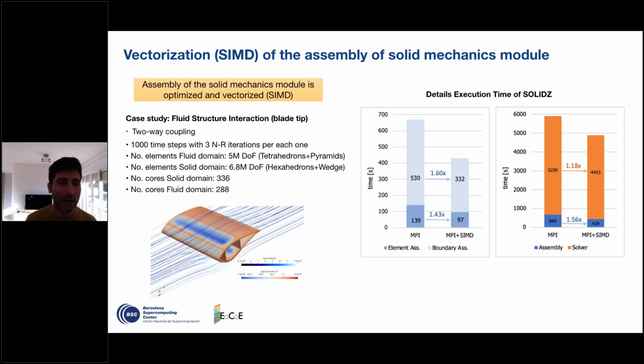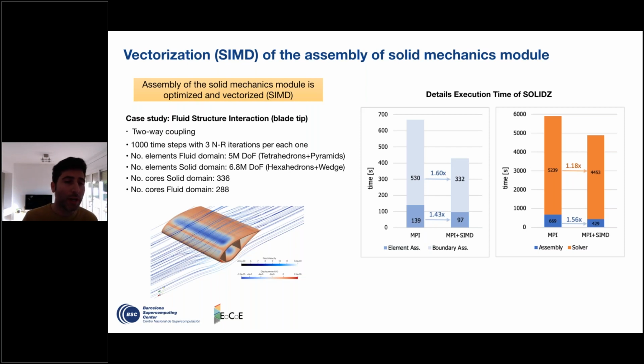In our case, the CFD model was already vectorized, the main assembly loop, and the solid mechanics model was totally remanufactured and optimized for vectorization. In this case, we are going to see the difference in terms of execution time between the non-vectorized version and the vectorized version in a case study of fluid structure interaction, which in this case is just the blade tip.